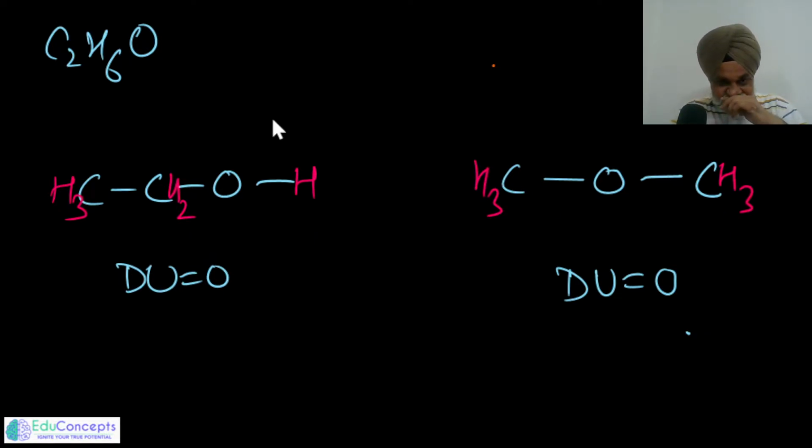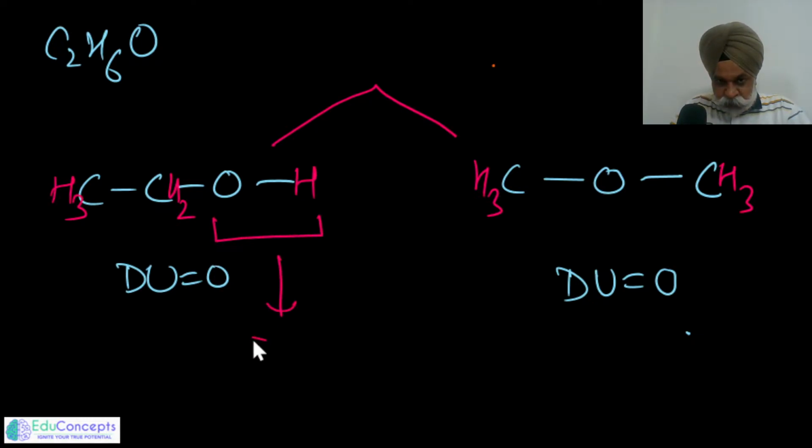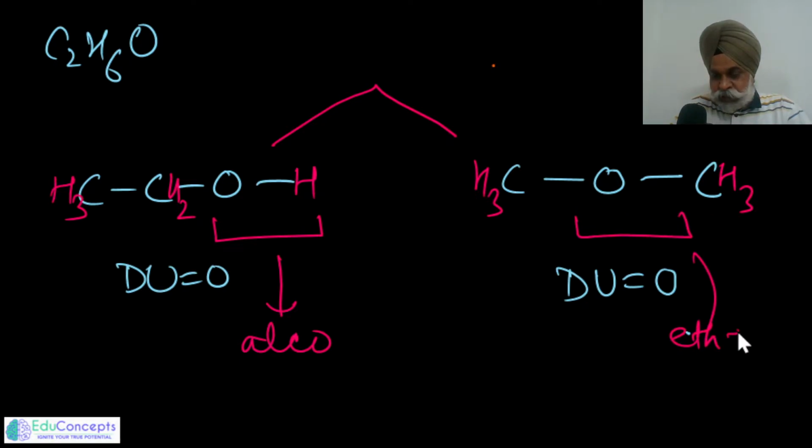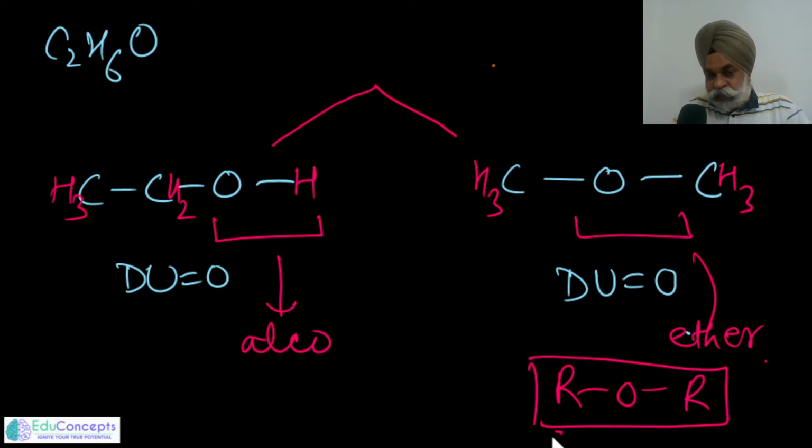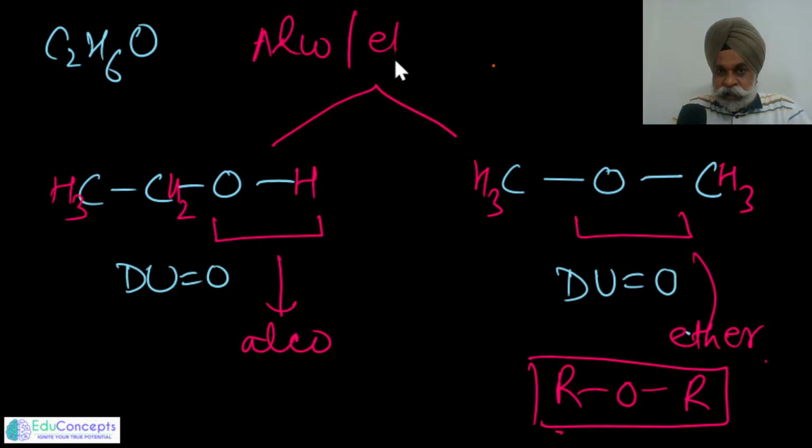Now as a matter of fact, these are said to be functional isomers, because on this side you have alcohol and on this side you have an ether linkage. ROR is a class of compounds which falls under the category of ether. So we will be saying alcohols and ethers could be classified as functional isomers to each other. Let me take one more example.